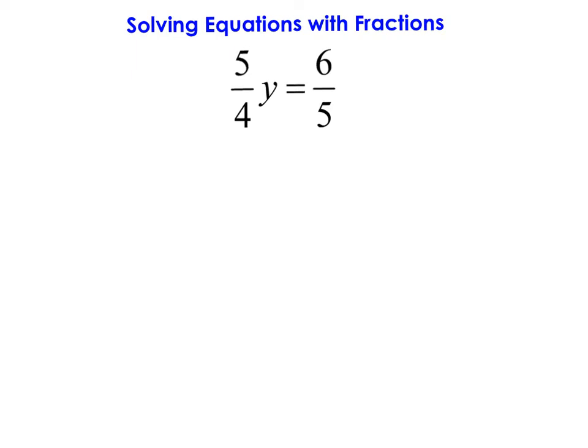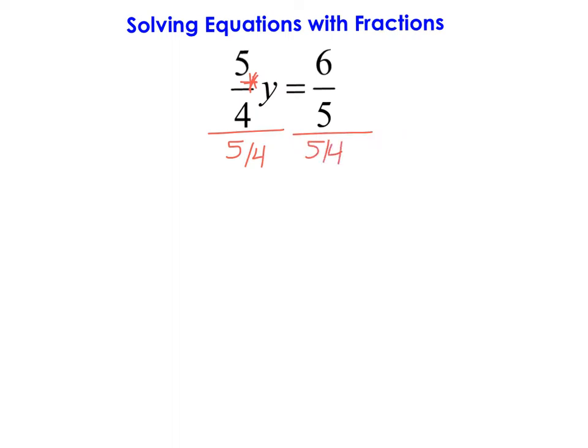So in this example here, what I notice is that y is being multiplied by 5/4 because they are smushed together. So in order to undo multiplication, I need to divide. So I need to divide both sides by 5/4.